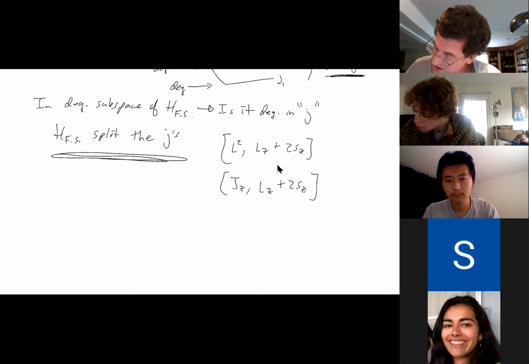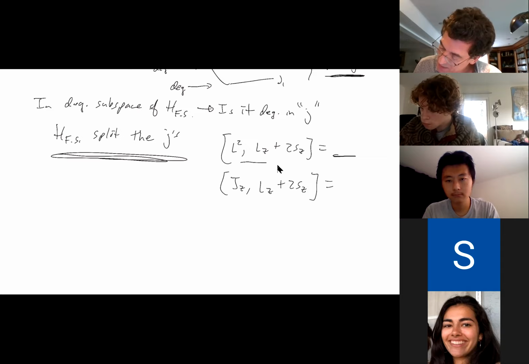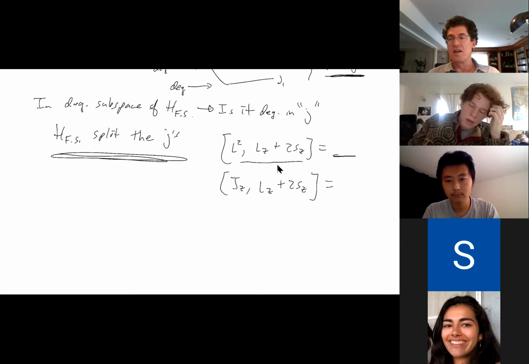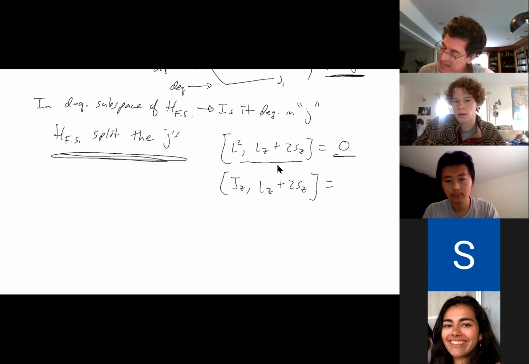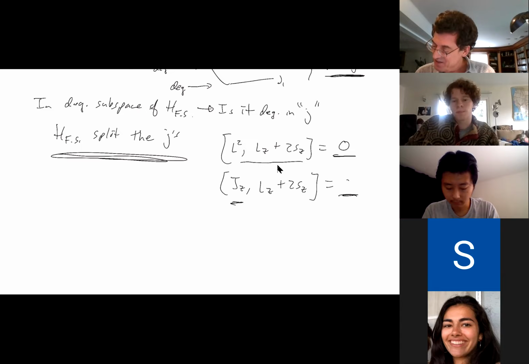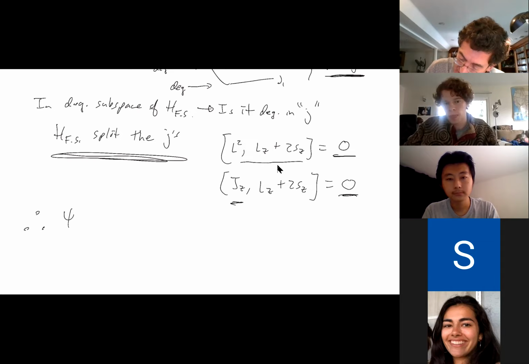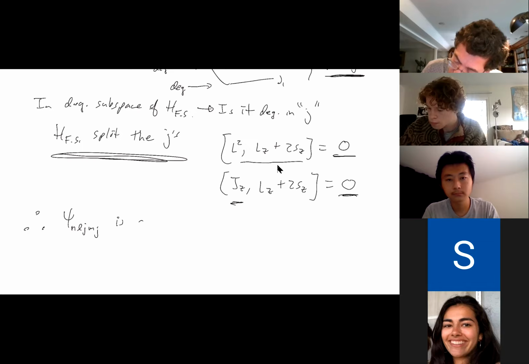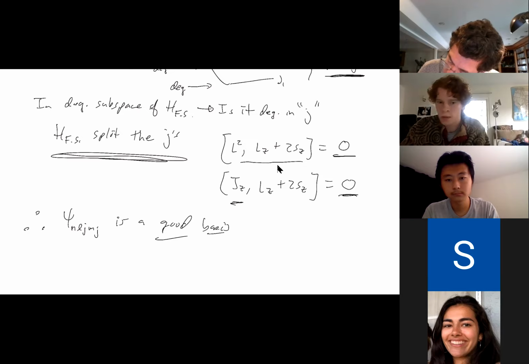If I look at this first commutator, what is it equal to? Zero, yes. And how about this one? This one's not quite as obvious, but what do you think it is? Isn't it also zero? Yes, that's exactly right. Good. So that means psi n l j m_j is a good basis for a weak field Zeeman.